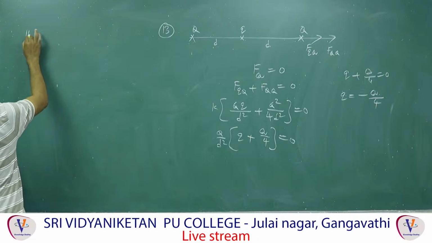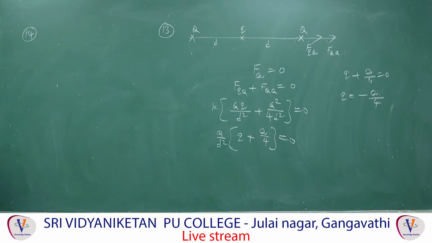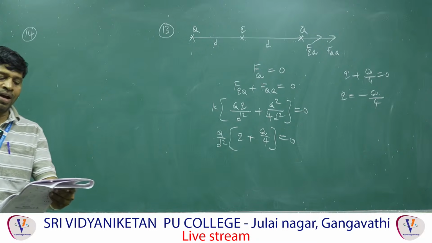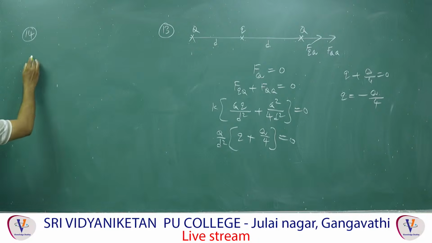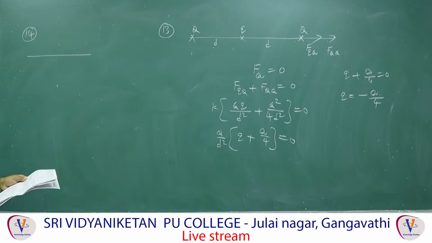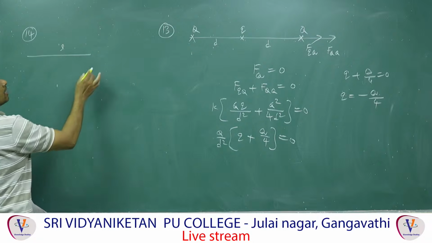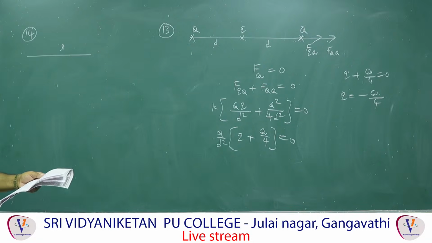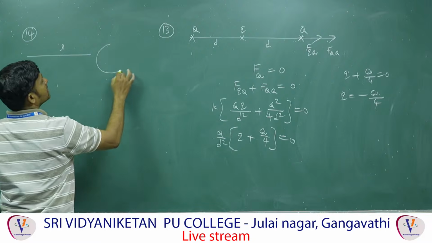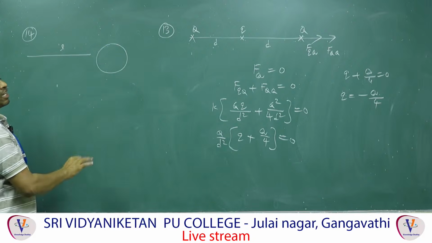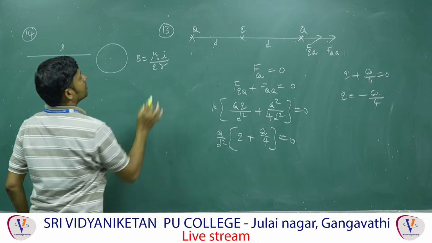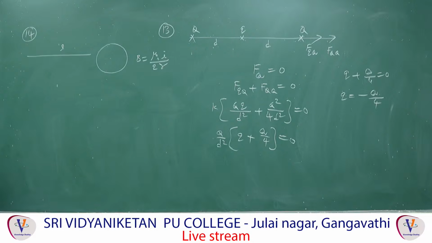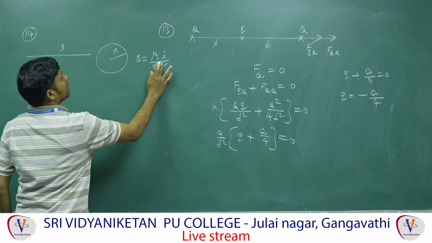Now 14. The magnetic field for a given length of wire having a single turn, the field at the center is B. This is some wire of some given length, for a single turn. This total wire changes into a circular loop. What is the magnetic field? Mu naught I by 2R, radius capital R.